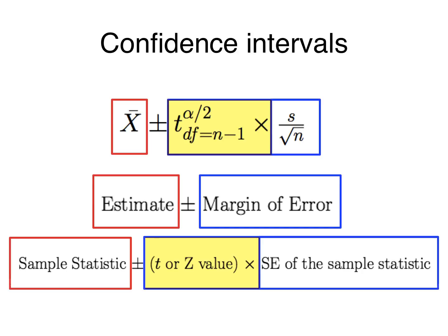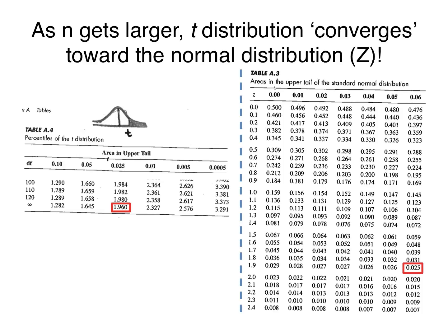So based on our sample size and the level of confidence we're interested in, we use a t-table to determine our t-value. If we wanted to calculate a 95% confidence interval and had a sample size of infinity, this would be a t-score of 1.96. This is the same value that we would use for a z-score if we knew the true population mean and wanted to calculate a 95% confidence interval for sample means.